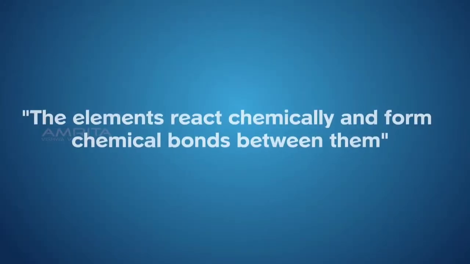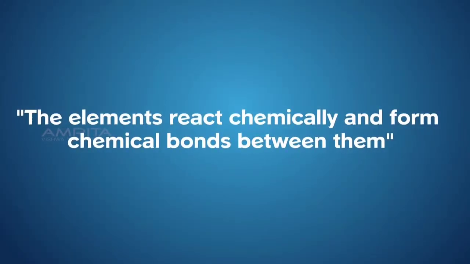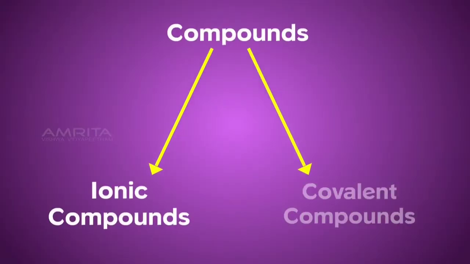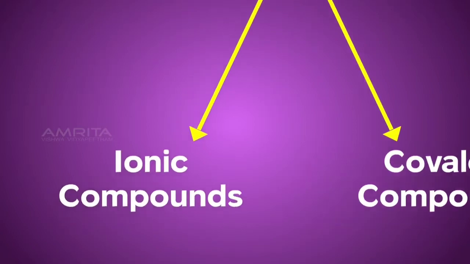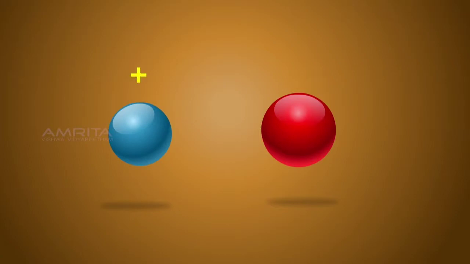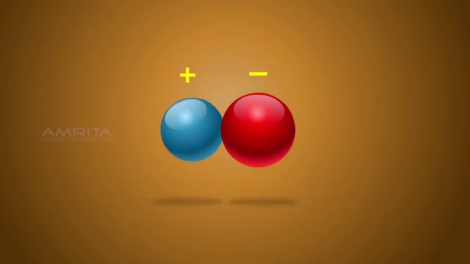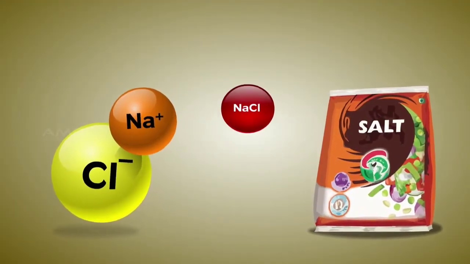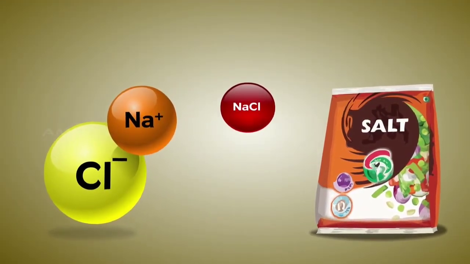The elements react chemically and form chemical bonds between them. Based on the nature of the bonds, compounds can be classified into ionic, molecular, or covalent compounds. Ionic compounds. Ionic compounds contain ions that are held together by the force of attraction between oppositely charged ions. Sodium chloride, or common salt, is a good example of an ionic compound.